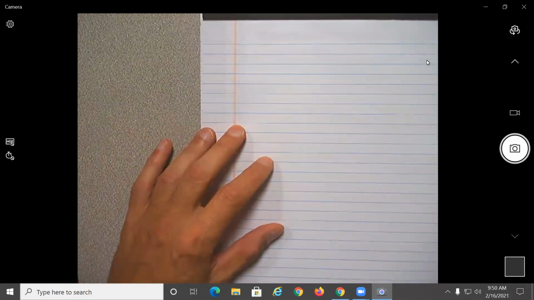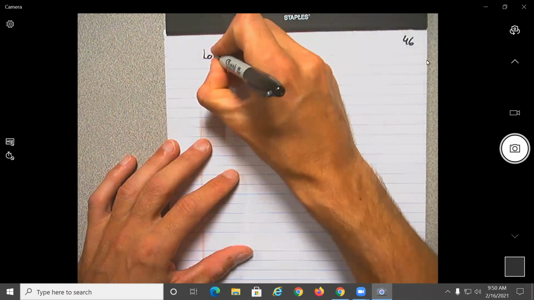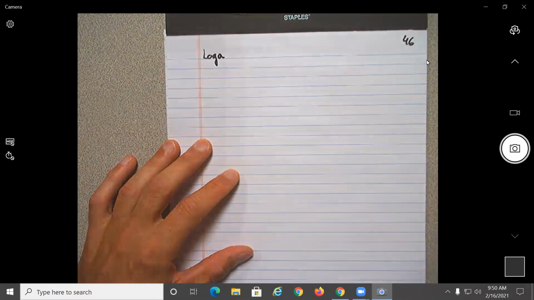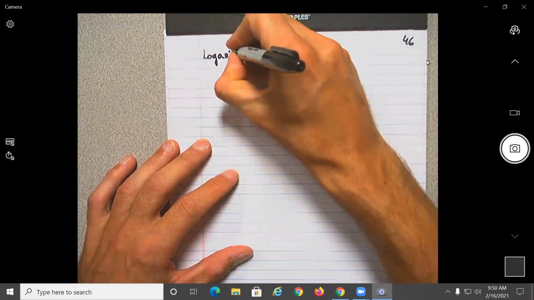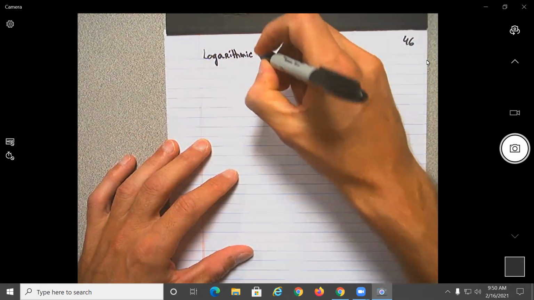It's very easy, and it's called the logarithmic decrement.